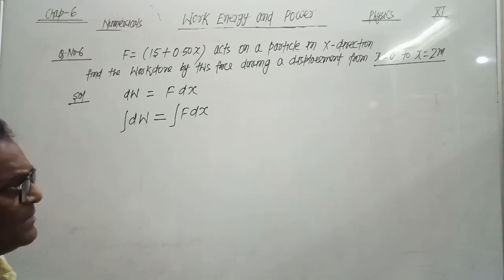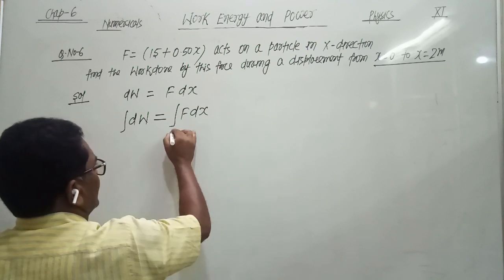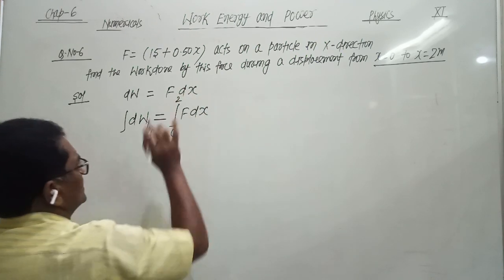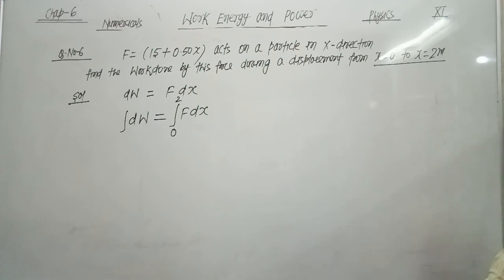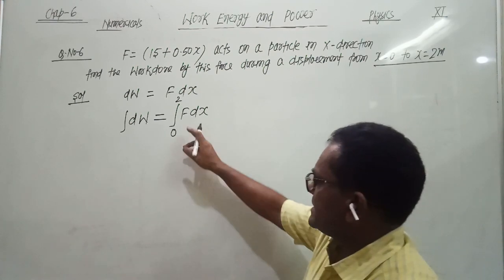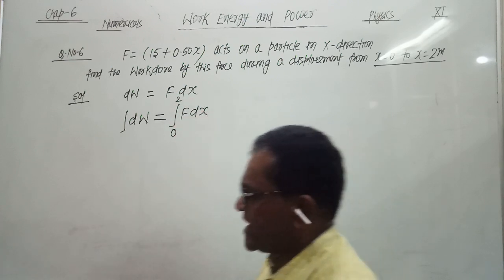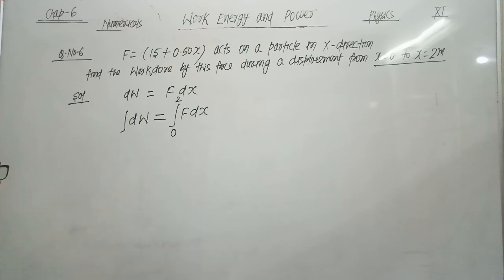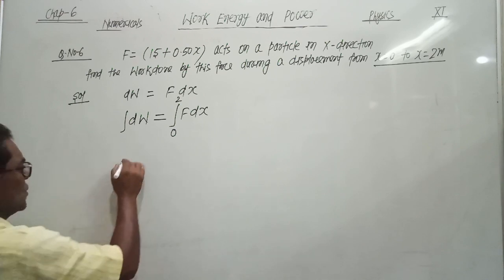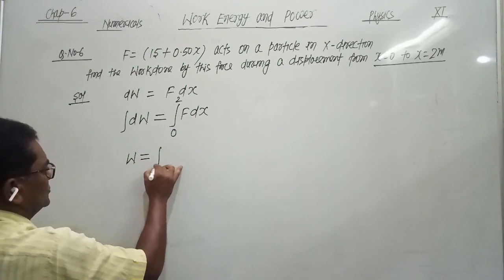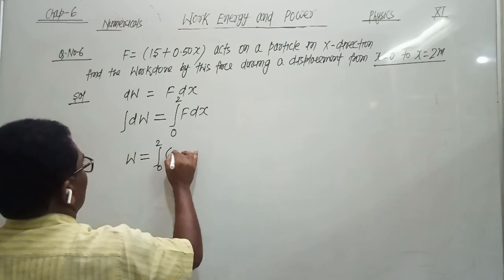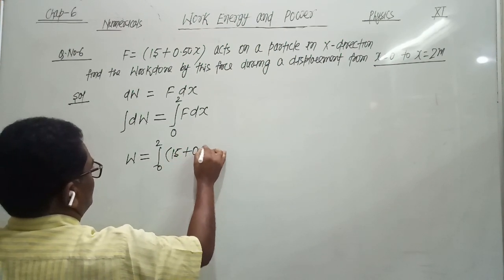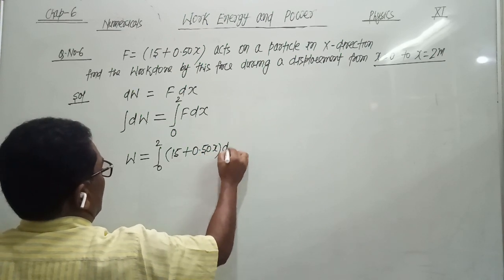And we have been given the limits. The lower limit is x equals 0 and the upper limit is 2. In this question, we will have to use the concept of integration. So integration of dW equals integration from 0 to 2 of F dx. dW is the small work done, and when we integrate the small work done, we get total work done W. Put the value of F, which is 15 plus 0.50x, and dx.